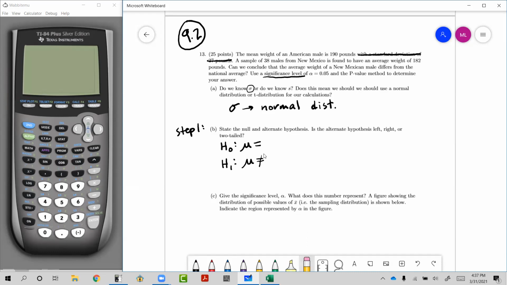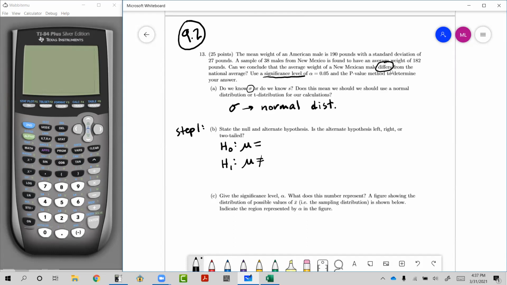The evidence suggests, let me just erase all of this so we can read everything. The evidence suggests that the average weight in our sample, 182 pounds, was less than the 190. But it didn't ask us, can we conclude that the average weight of a New Mexican male is less than the national average? We just said, does it differ? And so that's why we use a not equal sign and not a less than symbol. So again, another thing that people often mess up on. So it's that keyword differs.